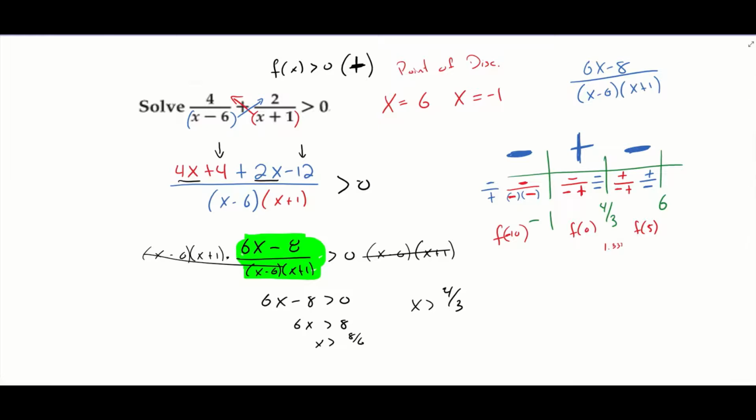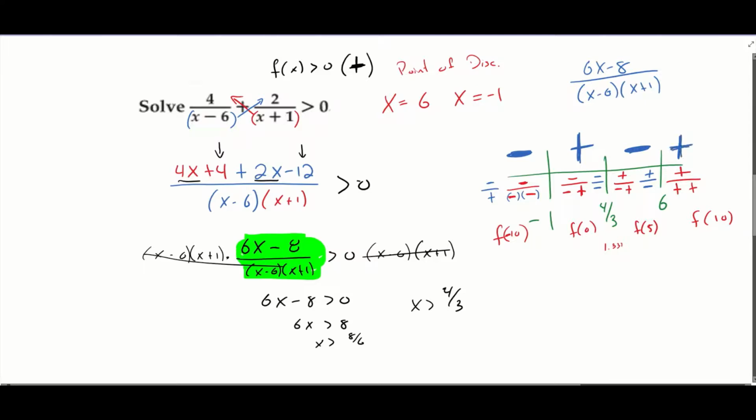And then we're going to choose another value somewhere to the right. Again, I want to choose something easy, so let's go with 10. If I choose 10 as my test value, if I plug in 10 in here, that's 6 times 10, which is 60, minus 8, that is definitely a positive number. 10 minus 6 is positive. 10 plus 1 is definitely positive. And so we have positive, positive, positive, which means overall it's going to be positive.